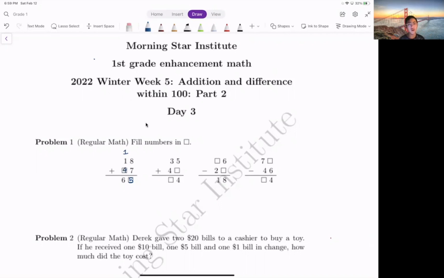because 4 plus 1 plus another 1 is 6. So we have 18 plus 47 equals 65. The next equation is also the same. 35 plus 4-something is equal to a number with 4 at the end. And this time, we can see that 5 plus a number is equal to 4.